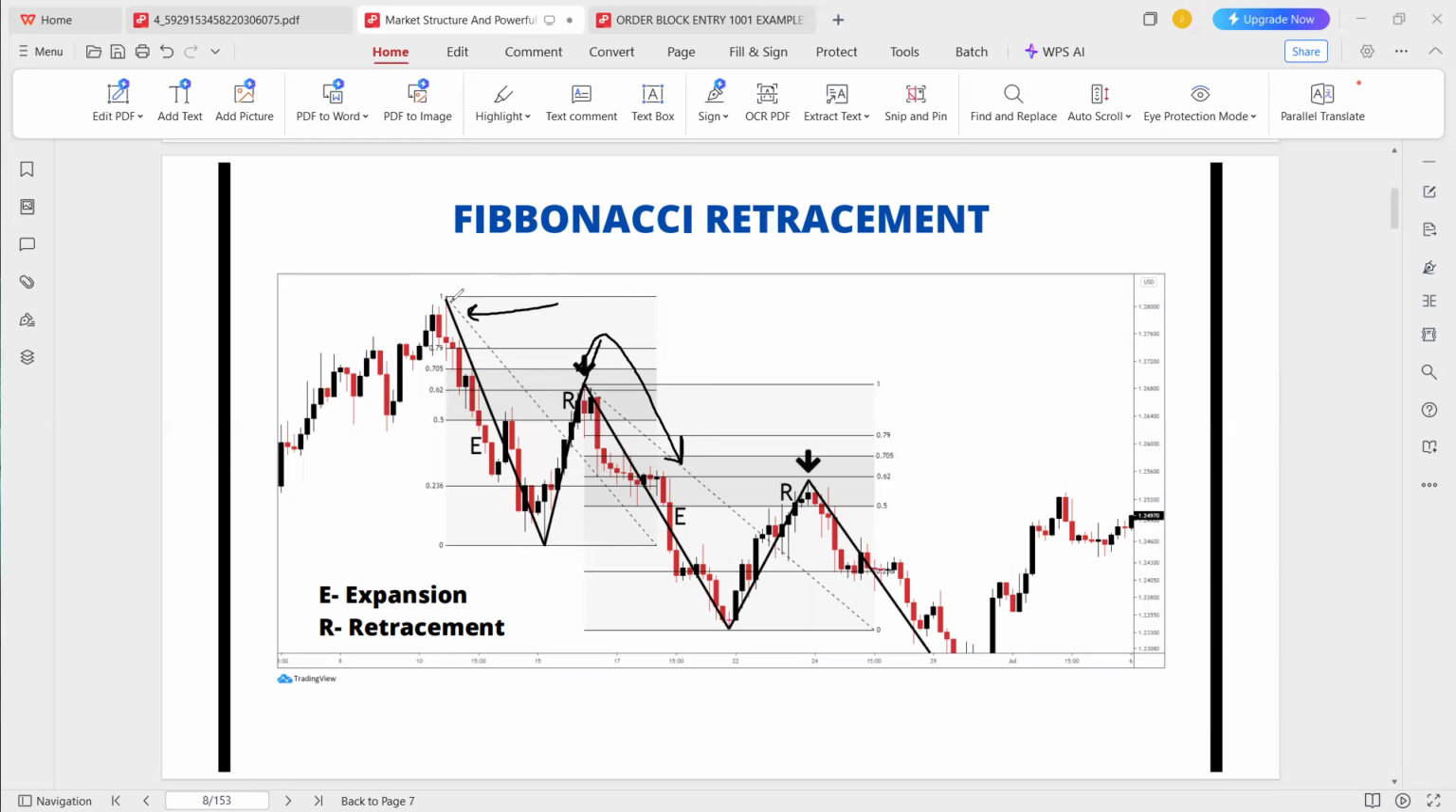So this is just a quick example whereby the author shows you the fib and price retracing into the OT area for a nice sell. The trend continues, another retracement happens, price reacts again in the OT area, and the trend continues just like that.